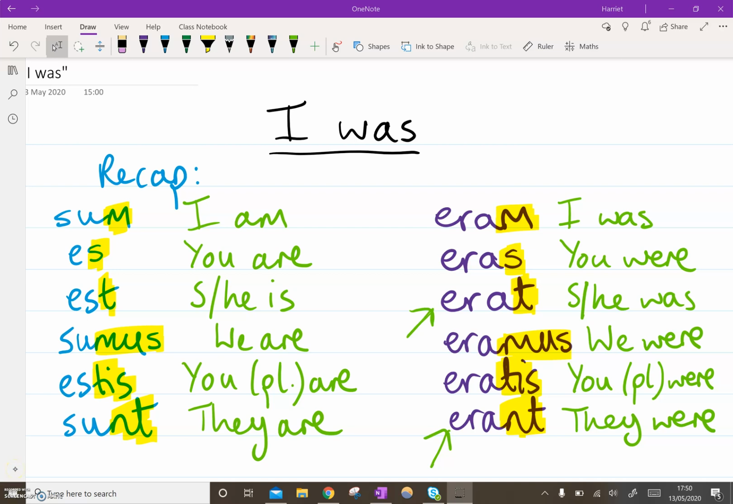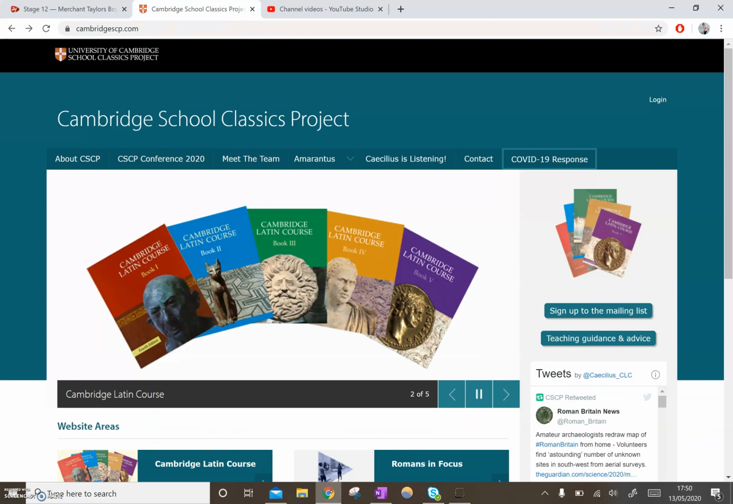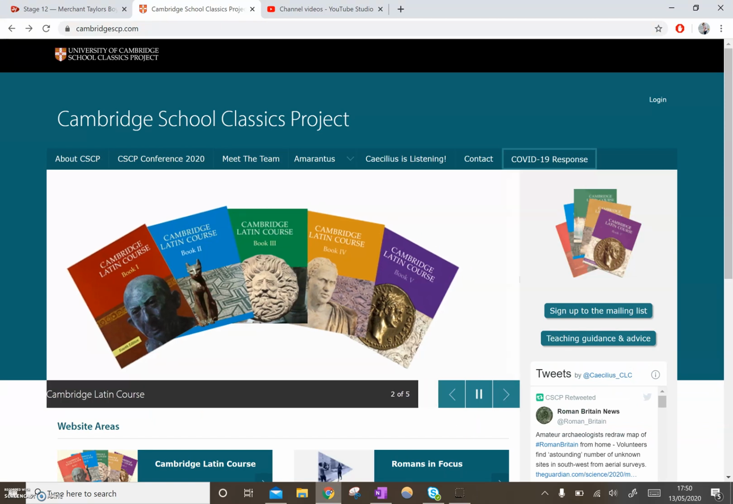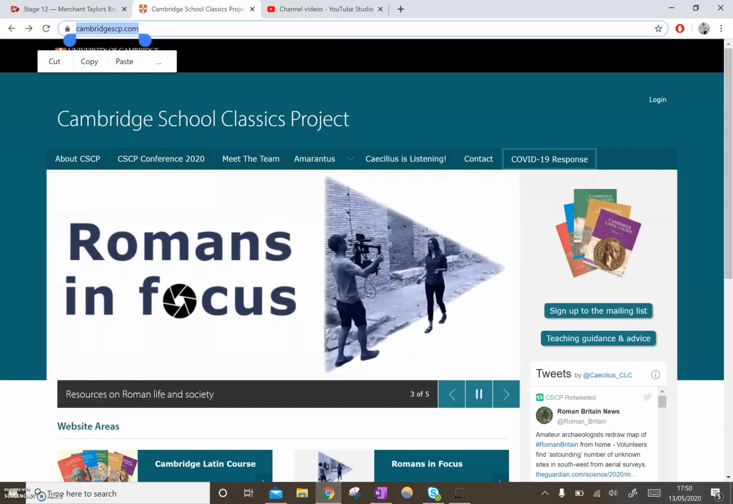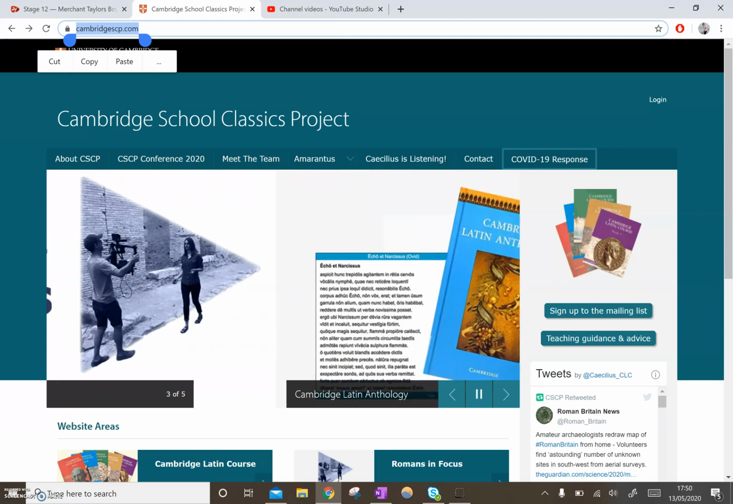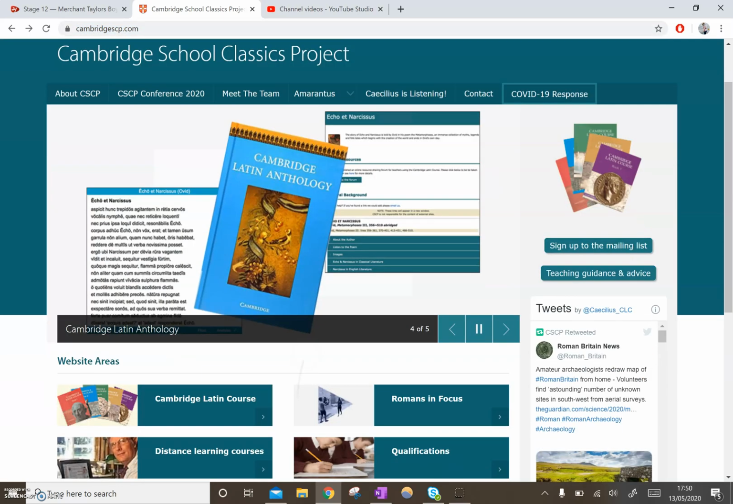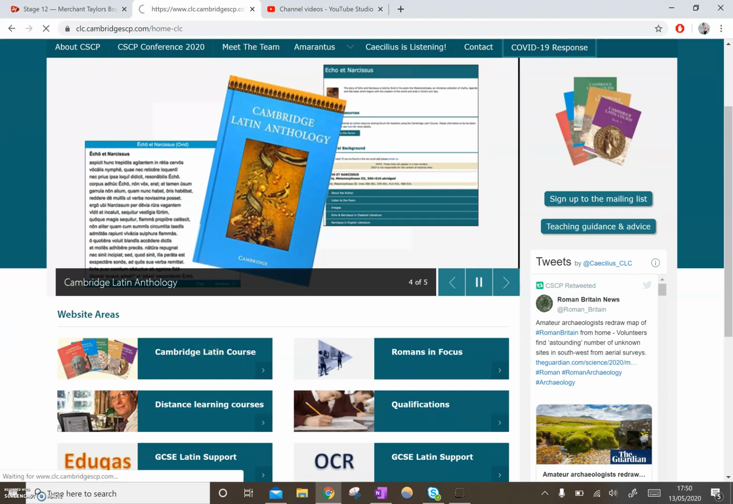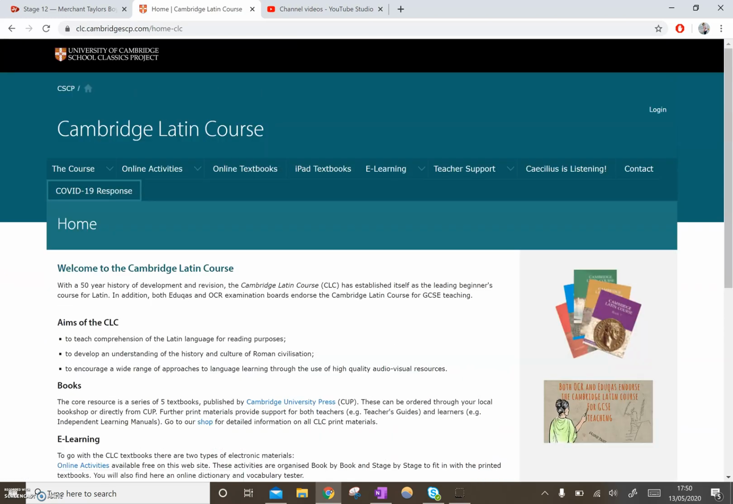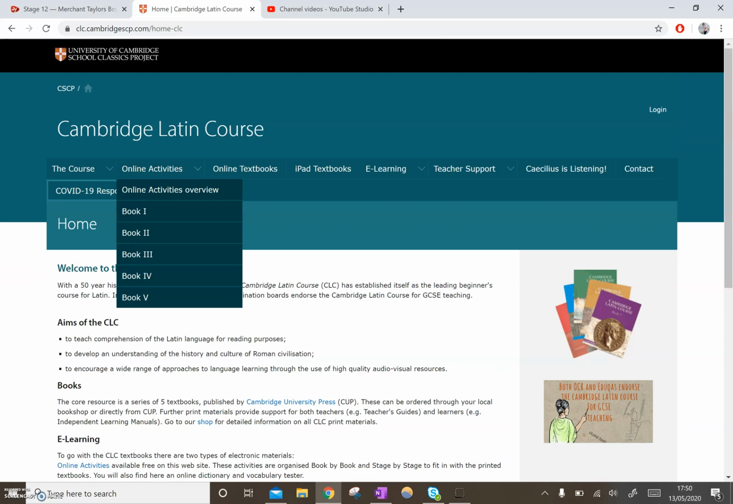And I'm going to show you how to get to this story in a way that will make it very easy to translate. So, firstly, type this web address into your browser: cambridgescp.com. I imagine there's lots of you that have already been on this website, but just to check that we all know where we're at. You'll then see this web page. Go down to where it says Cambridge Latin course. Click on online activities, book 1.